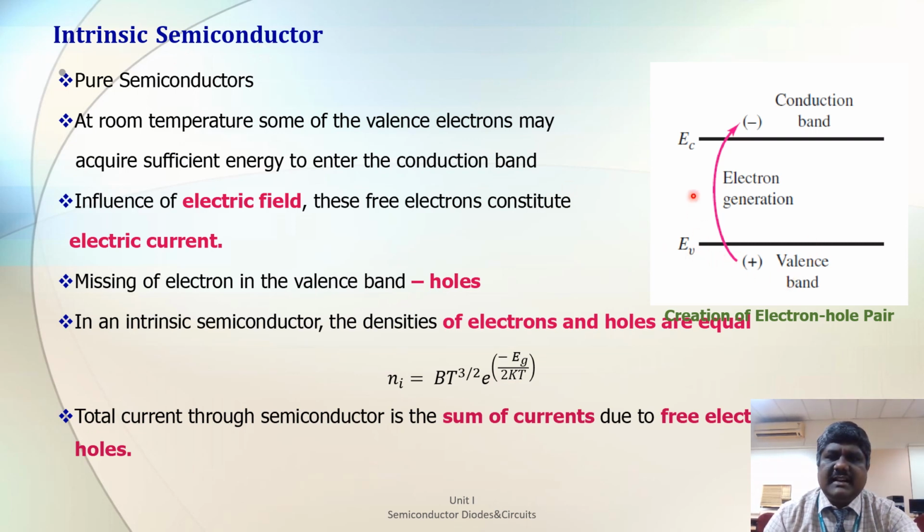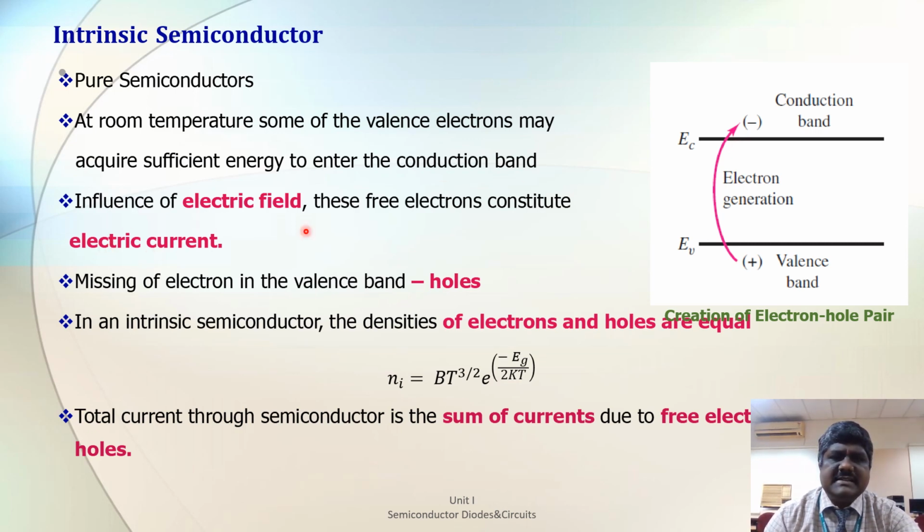Here this is the valence band and the conduction band. Once we induce energy, an electron moves from the valence band to the conduction band. That leaves an empty place in the valence band, which is the hole. At room temperature, some valence electrons may acquire sufficient energy to enter into the conduction band.